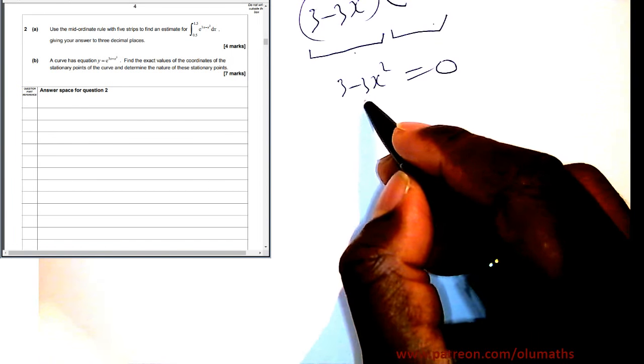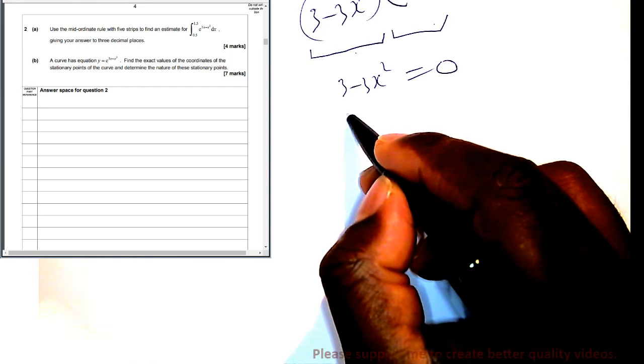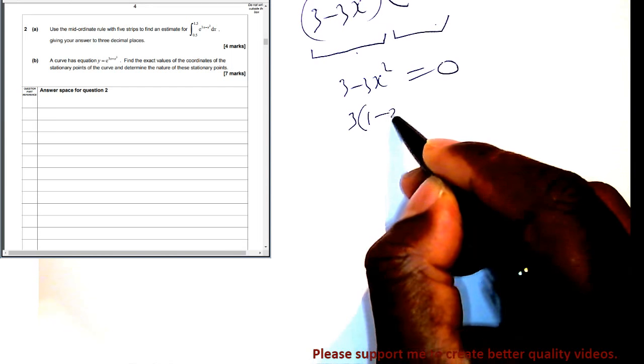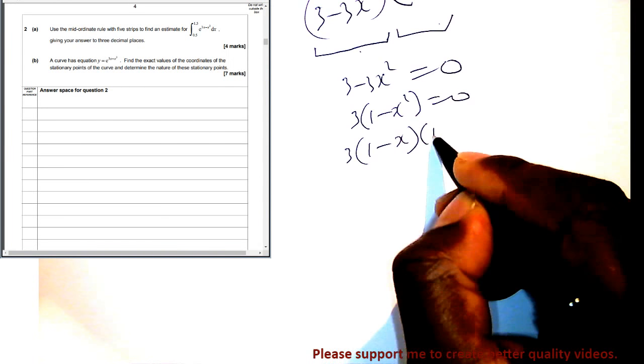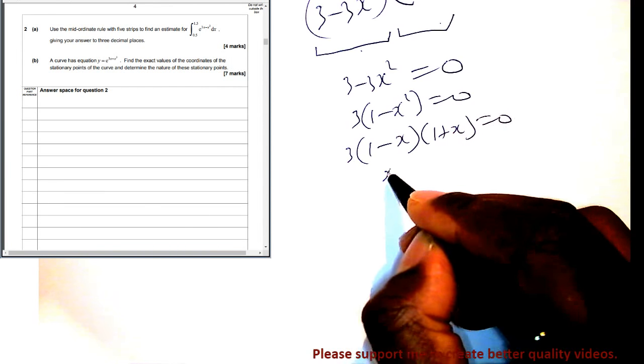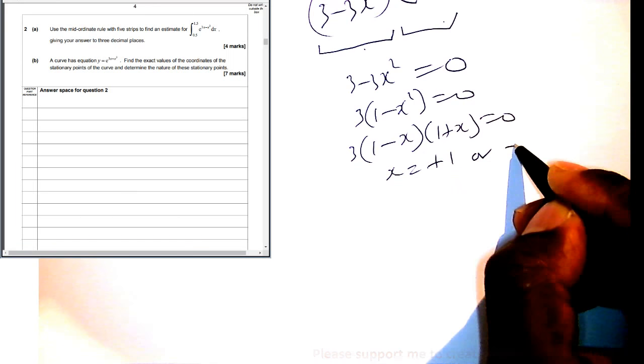And therefore, if you factor out the 3, you have 3 into 1 minus x squared equals 0. And that's 3 into 1 minus x into 1 plus x equals 0. Therefore, x is plus 1 or minus 1.